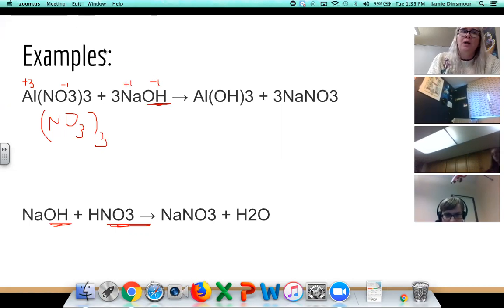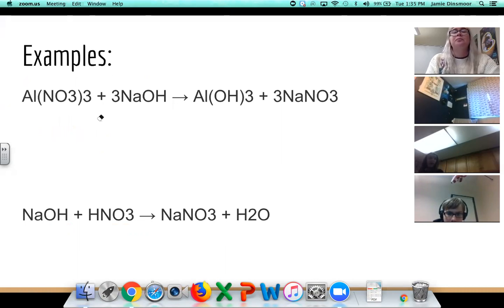So don't be afraid to look up the charges of some of these ions. And again, recognizing which part is the ion can be difficult because you may not recognize NO3 as an ion, right? But it is an ion. So have that chart handy when you're looking at reactions, especially when you're trying to figure out which type you're looking at.